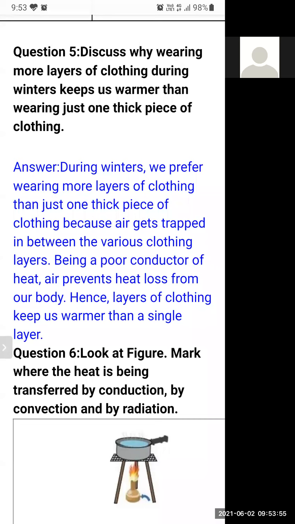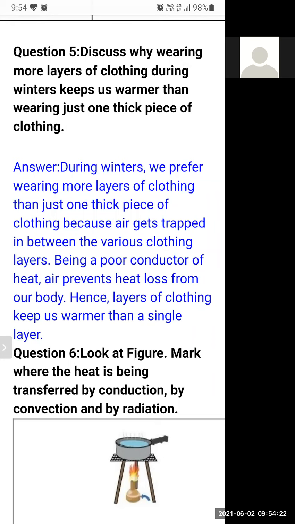A thick blanket or two thin blankets? Okay, the explanation will be the same. We will prefer two thin blankets because in between the two blankets there is air, and that air will prevent the body heat from going outside. That is why we use two blankets. Here the question is in a different form.